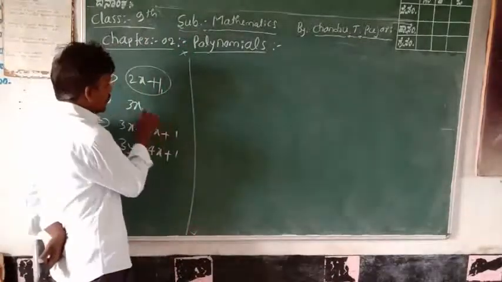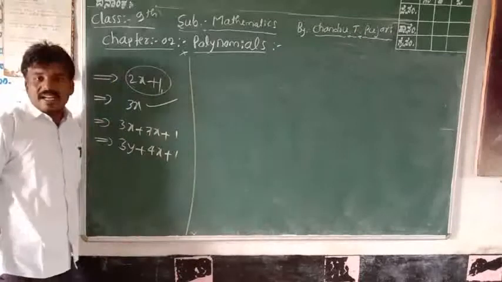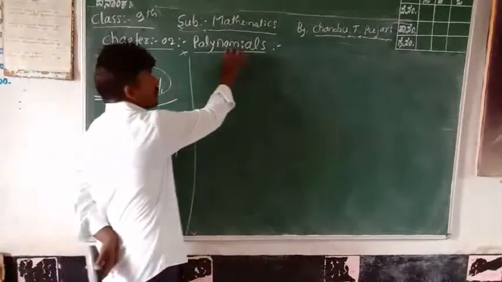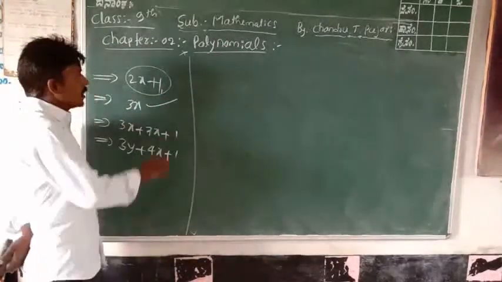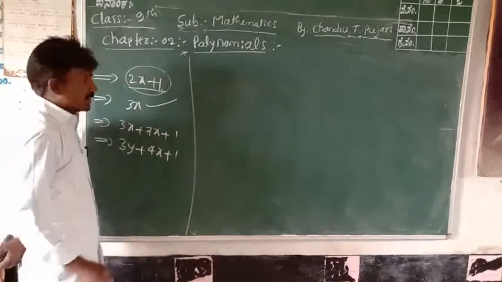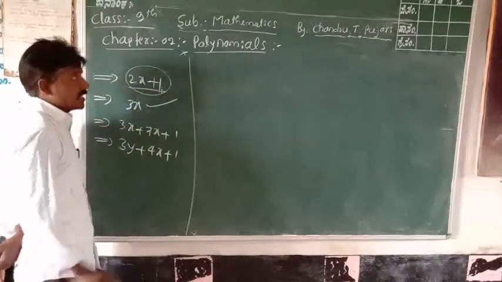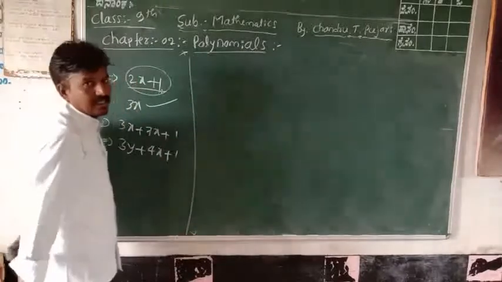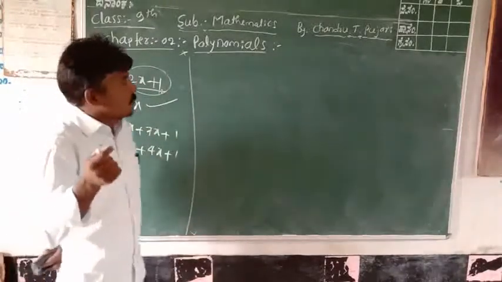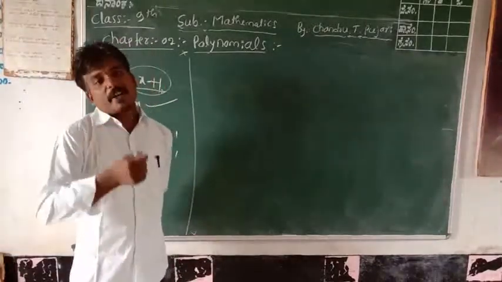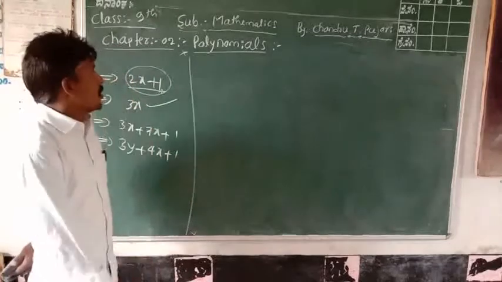For example, 3x is one algebraic equation, and this is also one polynomial. 2x plus 1 is one algebraic equation, and this is also one polynomial. First of all, you can study what is the meaning of polynomial.